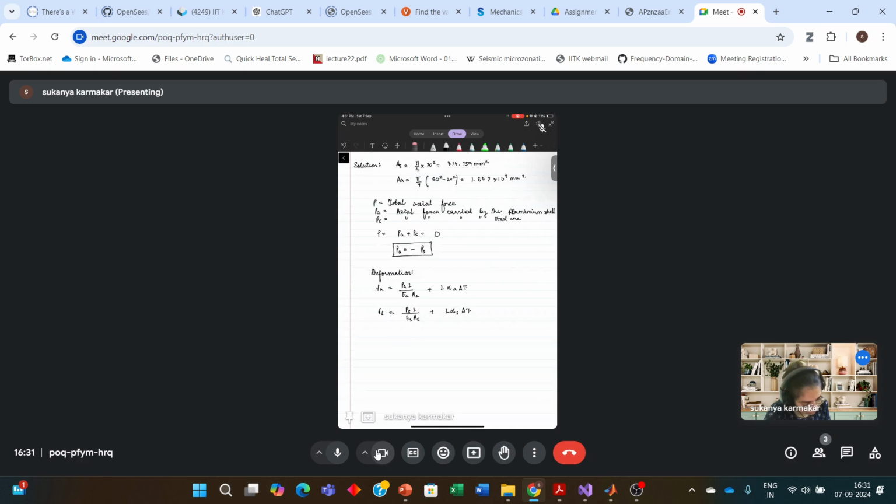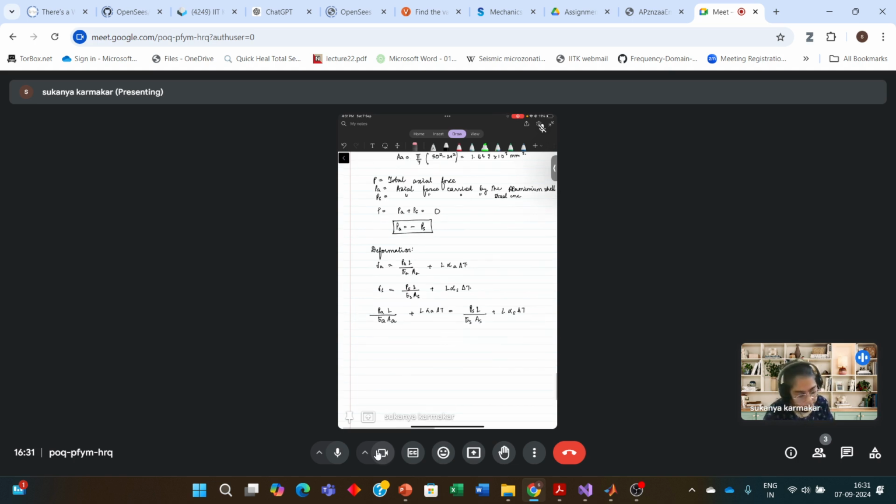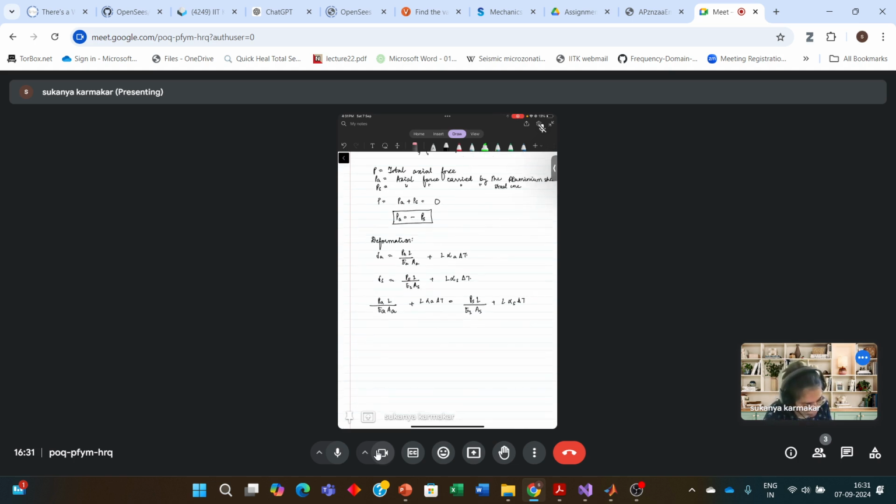So, PA L by EA AA plus L alpha A delta T is equal to PS L by ES AS plus L alpha S delta T. Now L is common on both the sides. We can remove them, and we can rearrange the equation and write it as PA by EA AA minus PS by ES AS is equal to alpha S minus alpha A delta T.